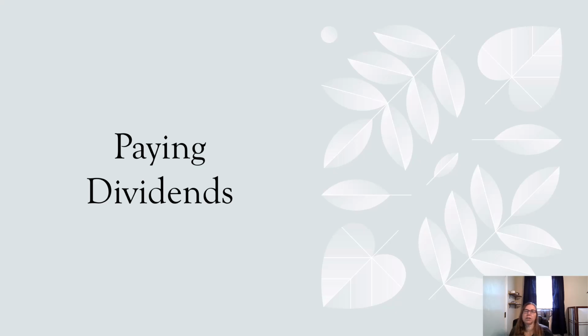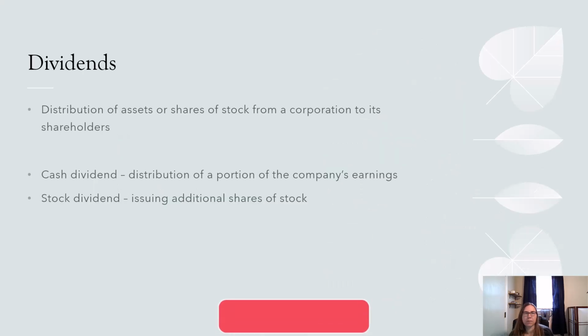My focus in this video is going to be talking about cash dividends in a C corporation. First of all, let's just talk about some background information very briefly. Dividends are simply distributions of assets, which cash is an asset, or shares of stock from a corporation to its shareholders. And I'm using the word shareholders here, but stockholders is the same thing. The owners of the company who own the company by having shares of stock.